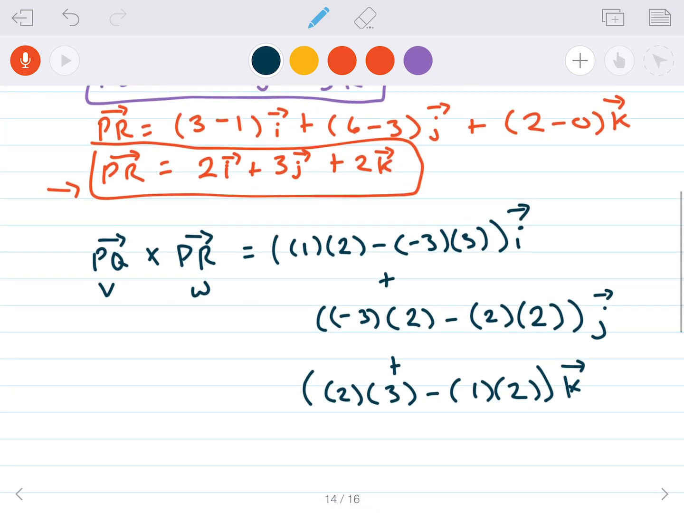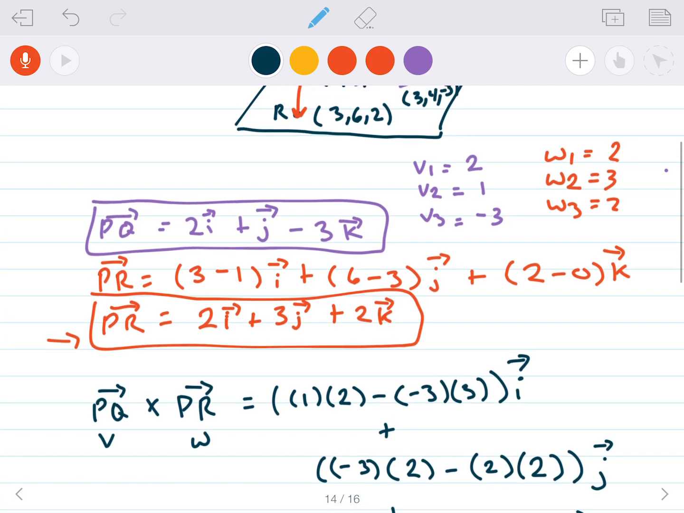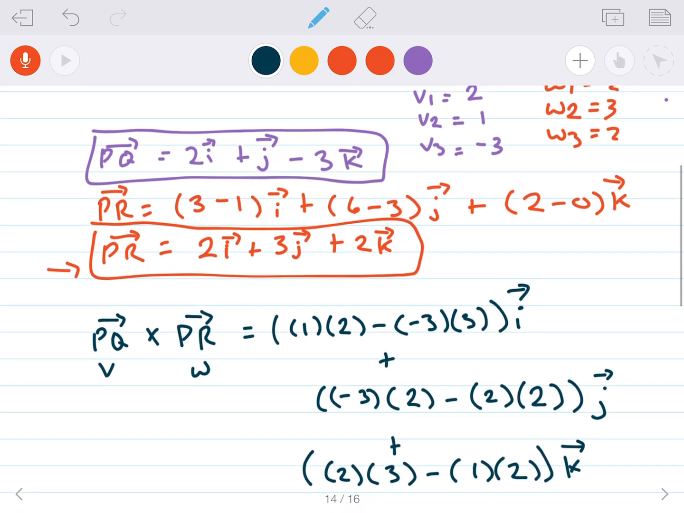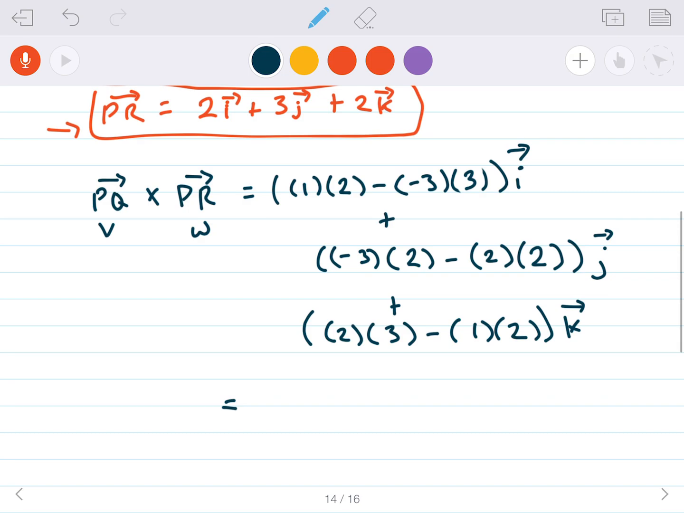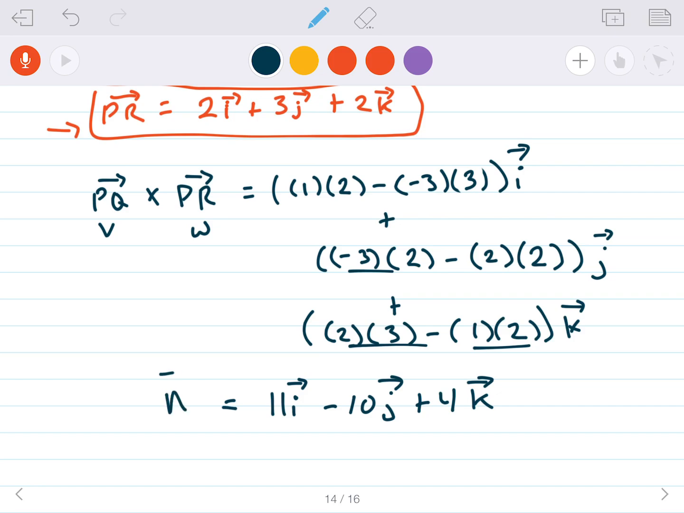Okay, so cleaning this up a little bit, let me just double check that. Yeah, that's a 3. Sorry, that's not very clear there. But okay, so we have 2 minus a negative 9, so that's going to give us 11. So we have 11i. And then negative 6 minus 4 is negative 10j. 6 minus 2 is positive 4k. Okay? So this is our normal vector, right?